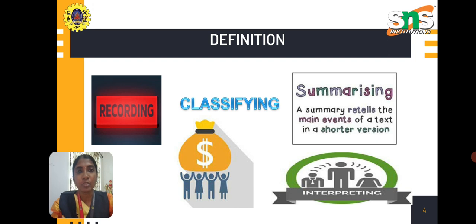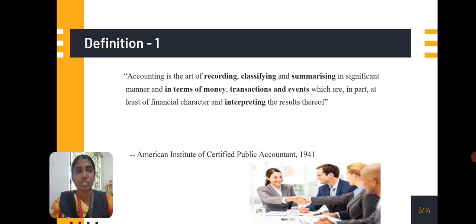When we talk about the definition, we can segregate it into 5 aspects. One is recording, the second is classifying of transactions, the third is summarizing of transactions, then analyzing and interpretation. The first and foremost thing in accounting is recording, the second is classifying, the third is summarizing, and the fourth is analyzing, and after analyzing comes interpretation. That is the definition of accounting.